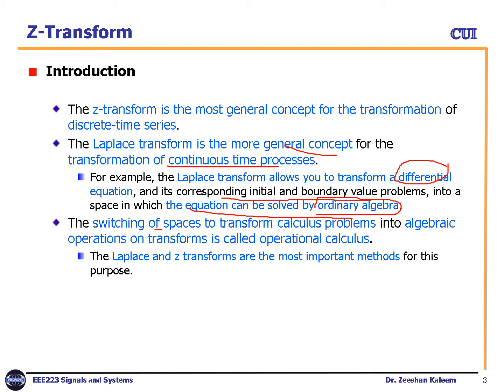Switching of spaces to transform calculus problems into algebraic operations on the transforms is called operational calculus. The Laplace and the Z transform are the most important methods for this purpose. One is for continuous time series and the other is for discrete time processes. These are very important to transform calculus problems into algebraic problems.